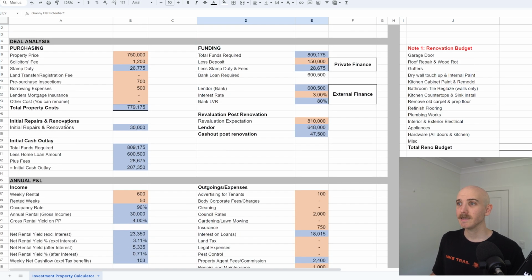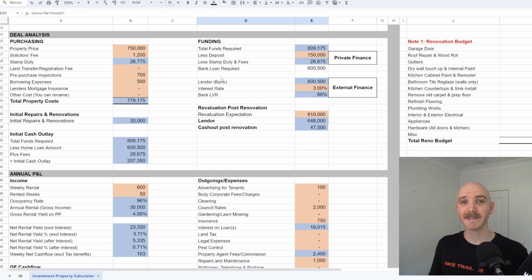Now, let's get to some of the deal analysis. In the deal analysis, we want to run the numbers to get comfortable with a property purchase, understanding its current value and how we can add value to the property in the future.